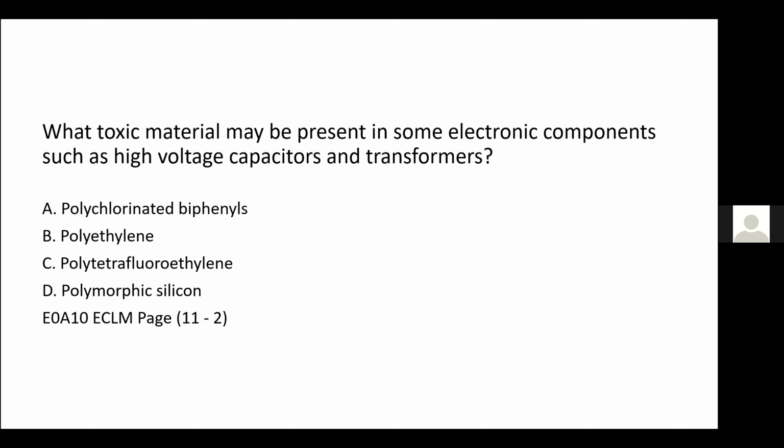Okay. What toxic material may be present in some electronic components such as high voltage capacitors and transformers? A, polychlorinated biphenyls, B, polyethylene, C, polytetrafluoroethylene, D, polymorphic silicon. Alpha. Alpha is correct. Polychlorinated biphenyls. PCB, yeah.